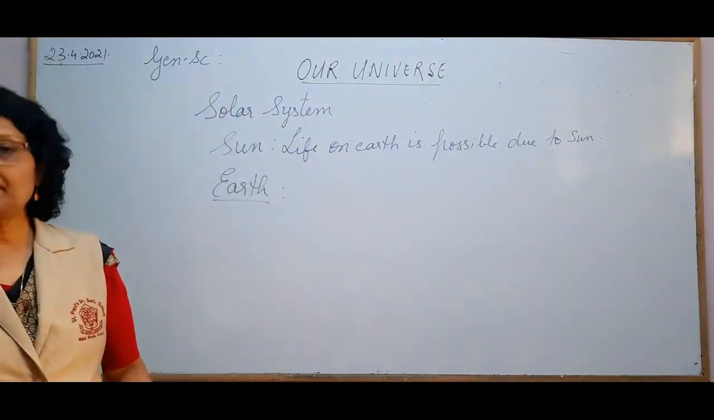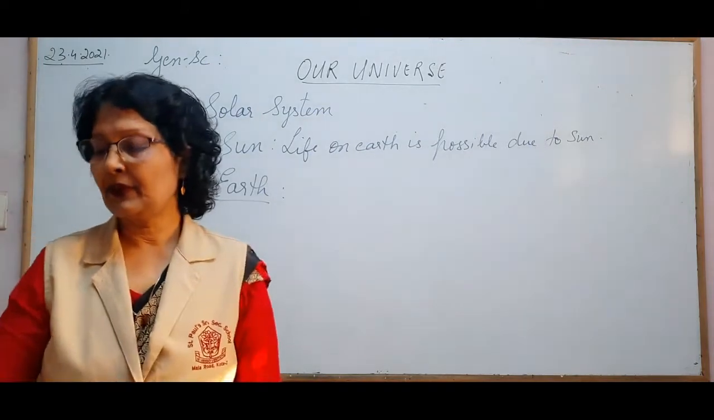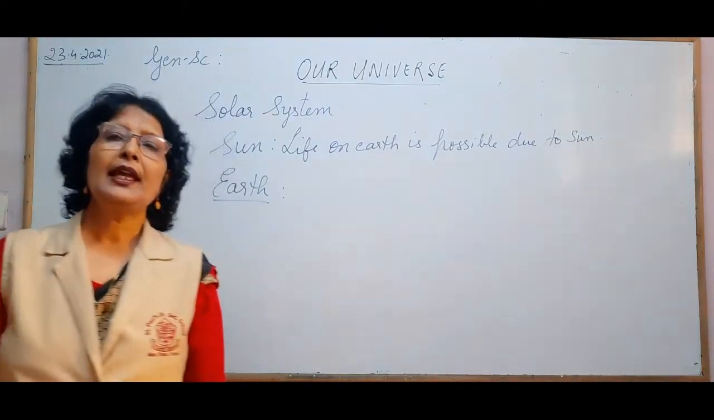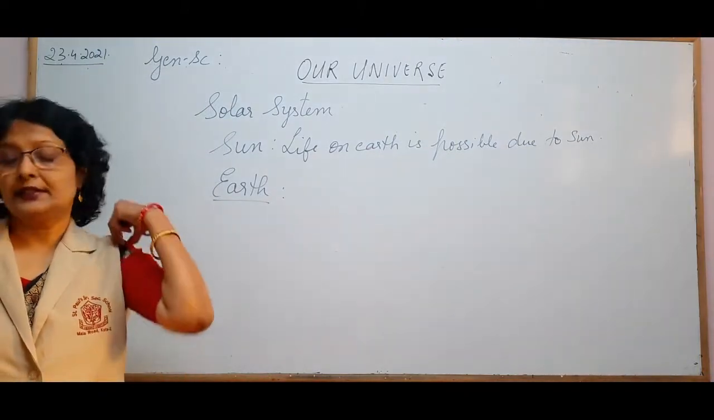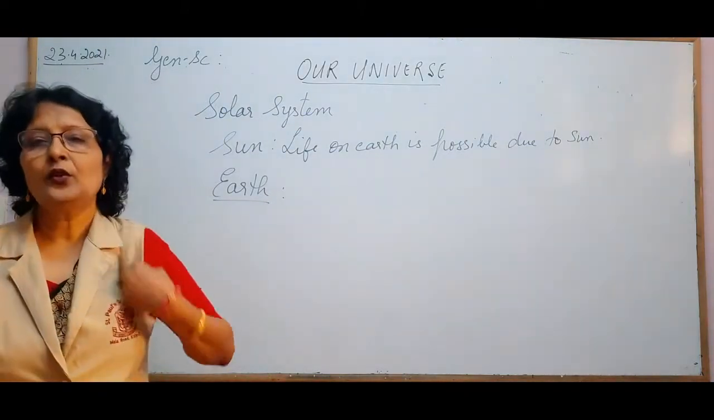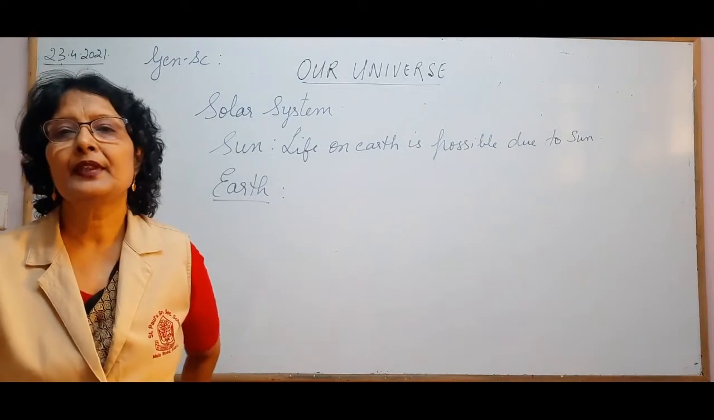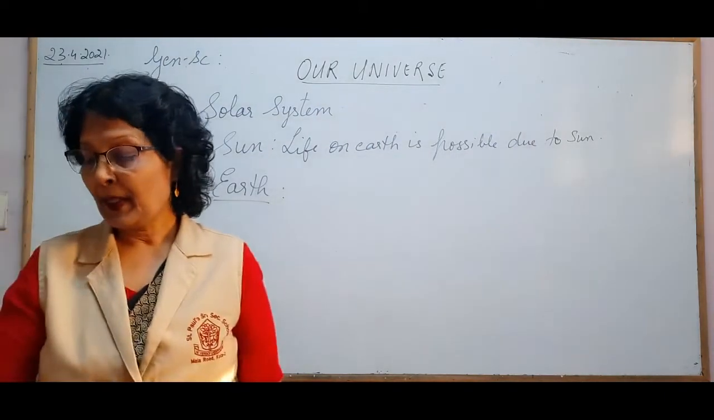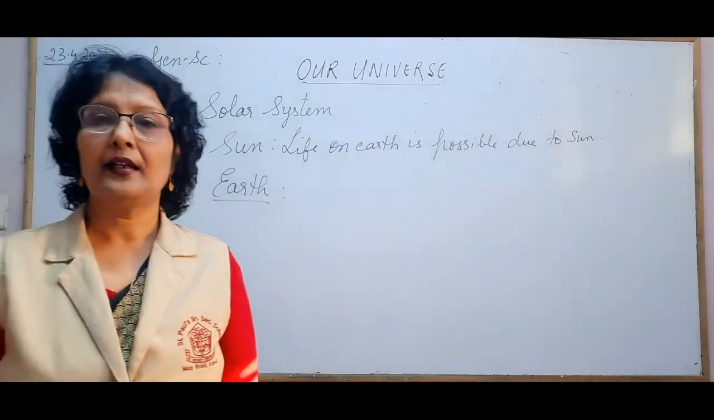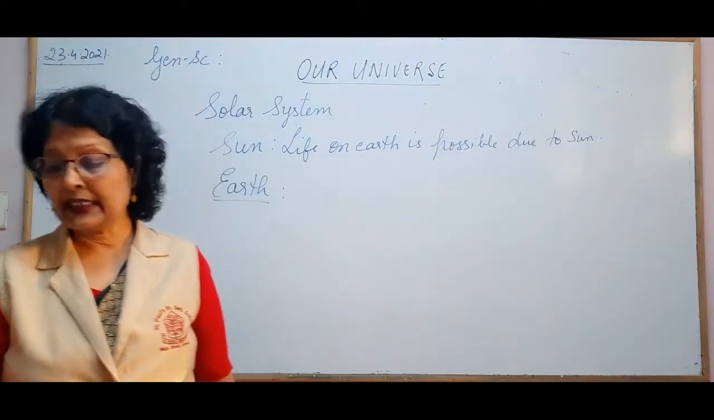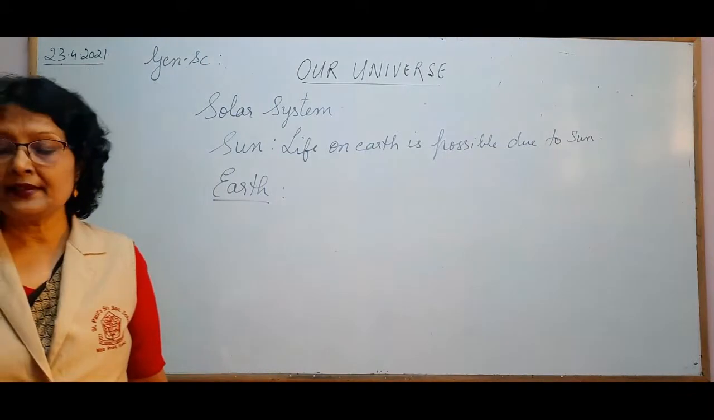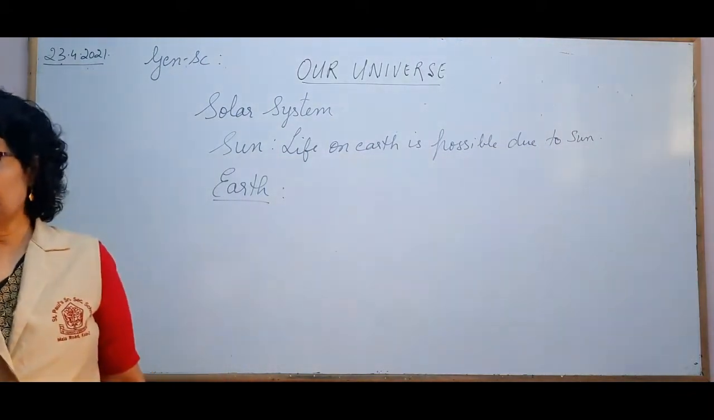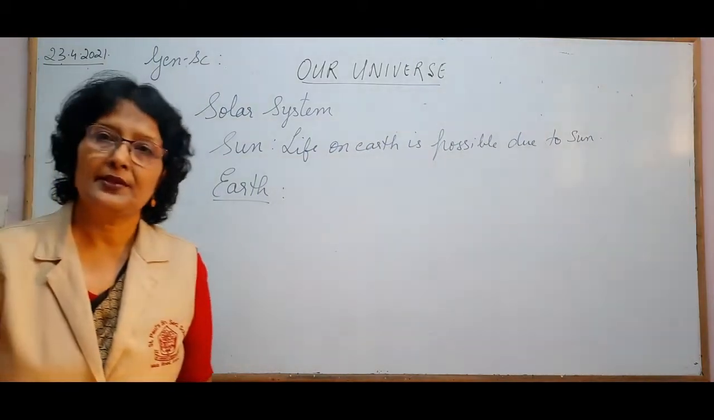It is the only planet in the solar system where life exists. Amongst all the 8 planets, Earth is the only planet where life exists. It is a rocky terrestrial planet. Our Earth has got mountains, valleys, forests, plains, deserts, and so much more. Earth is special because it has water and atmosphere.